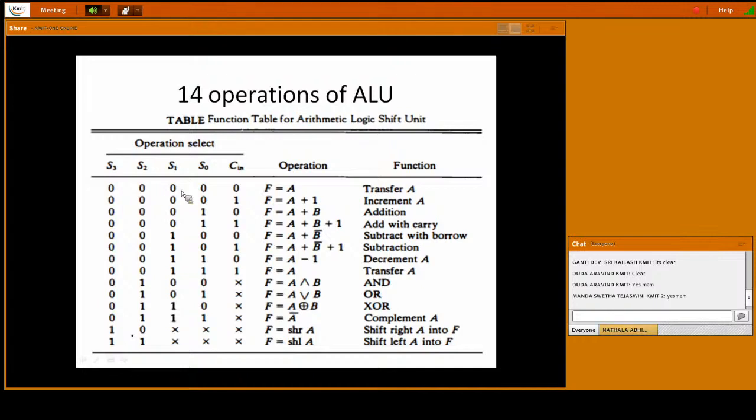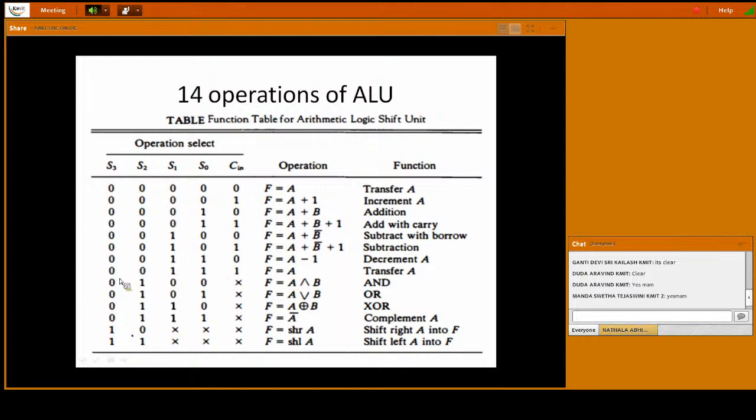Whenever the values are like this, the corresponding micro operation will be performed. If the values of all the selection lines are 0, then a transfer micro operation is performed. If the selection values are like this, then increment operation is performed, addition, add with carry, subtract and decrement, and so on. So these are the arithmetic micro operations performed.